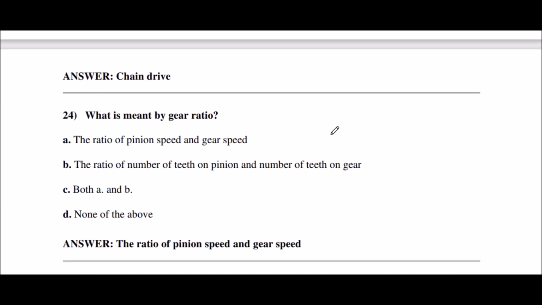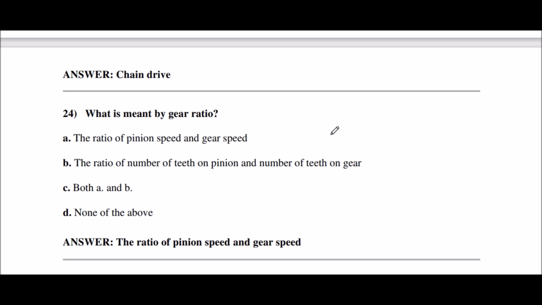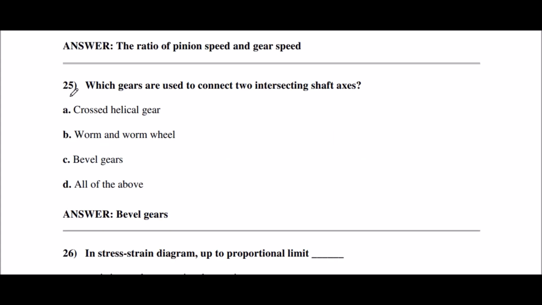Next question. What is meant by gear ratio? Option A, the ratio of pinion speed and gear speed. Option B, the ratio of number of teeth on pinion and number of teeth on gear. Option C, both A and B. Option D, none of the above. Right answer here is the ratio of pinion speed and gear speed. Option A. Okay. Next question.